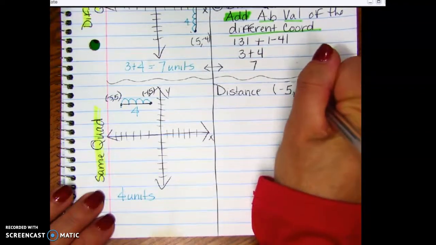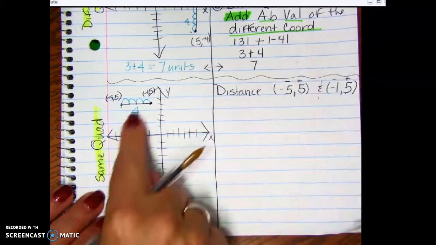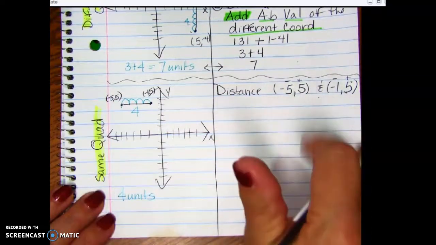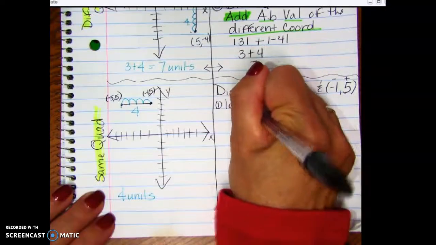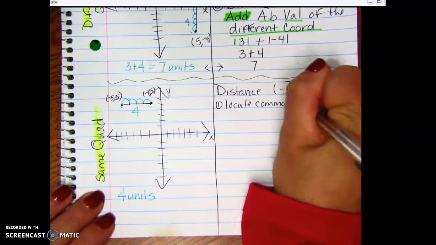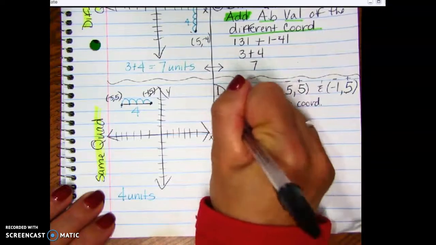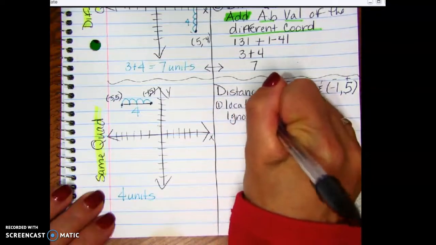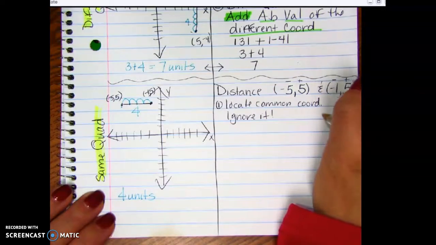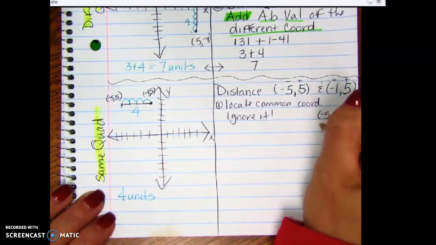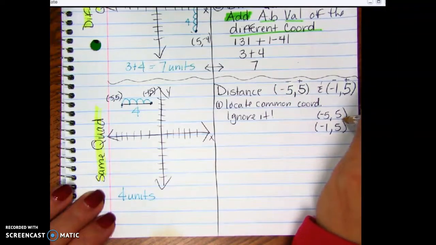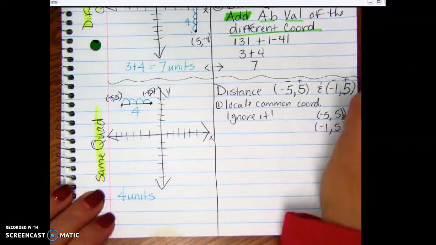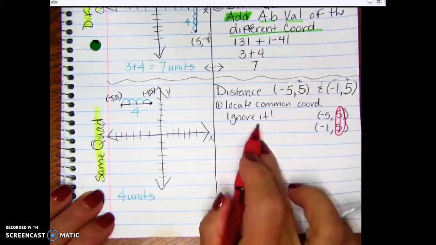Well, look. I have a negative, positive, negative, positive. That means they're in the same quadrant. Okay? If they had been flipped, it would be different. So the first step is exactly the same as this one. It says locate the common coordinate and ignore it. But I'm going to make sure that I write everything down. So my first coordinate is (-5, 5). And then my second coordinate is (-1, 5). Where is the same coordinate? It's right here. Oops, I think I'll do it in red because red means stop. Cross it out. Ignore it.